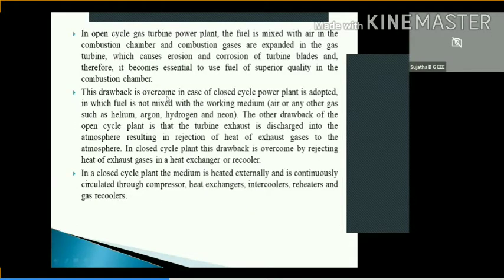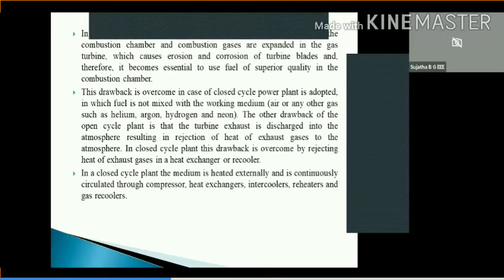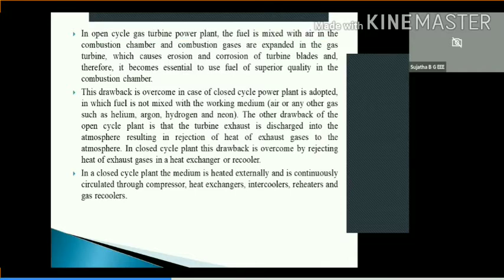Here we will see what the advantages of a closed cycle power plant are. In an open cycle gas turbine power plant, the fuel is mixed with air in the combustion chamber and the combustion gases are expanded in the gas turbine, which causes erosion and corrosion of the turbine blades, and therefore it becomes essential to use fuel of superior quality in the combustion chamber. You have seen this in the open cycle power plant. This we have not taken care of. It may result in erosion and corrosion of the turbine blades, so we have to use a superior quality of fuel.